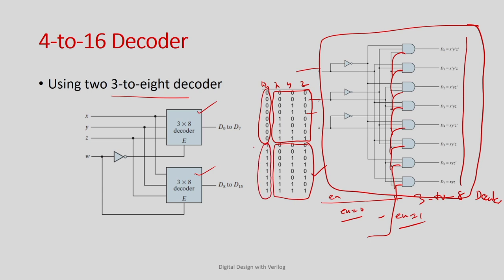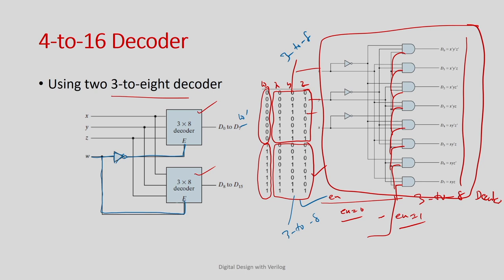Okay. And what I want is, I can use one decoder corresponding to these X, Y, Z values, and I can use one more 3 to 8 decoder here. Now, what I will do is connect W bar as the enable for this decoder. So I am taking W bar here and connecting it to this decoder. And for this other decoder, I am connecting W directly at the enable port.